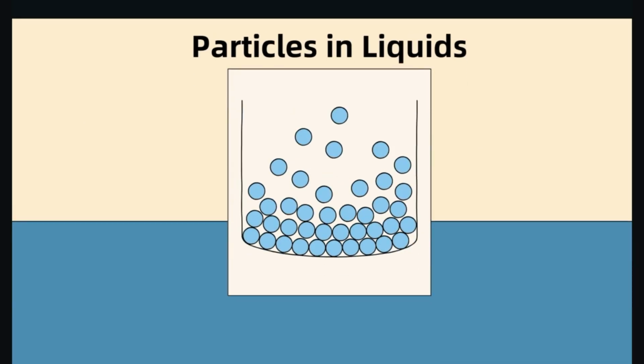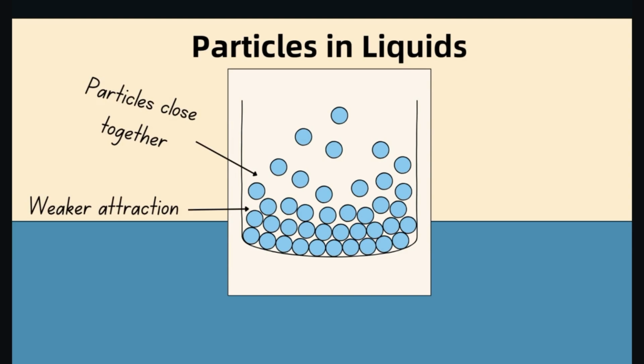Let's go on to liquids. This one is similar. The particles of liquids are close together, but they are not as tightly packed as solid particles, and that's because the attraction between them is weaker. So this gives liquid particles more freedom of motion, and they slide around each other. Let's go ahead and model this one too.